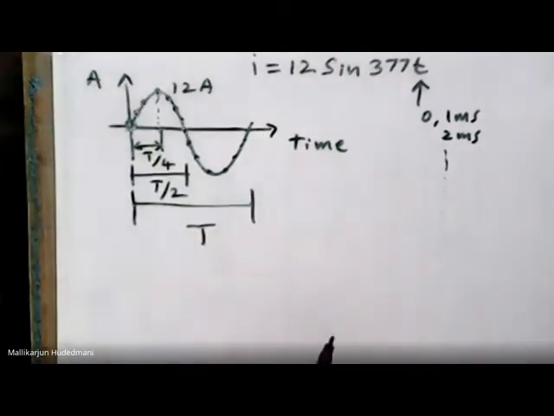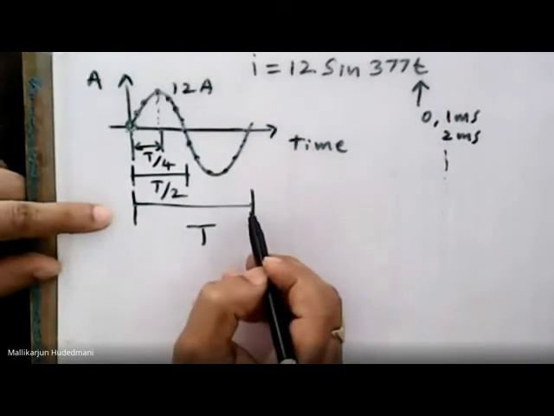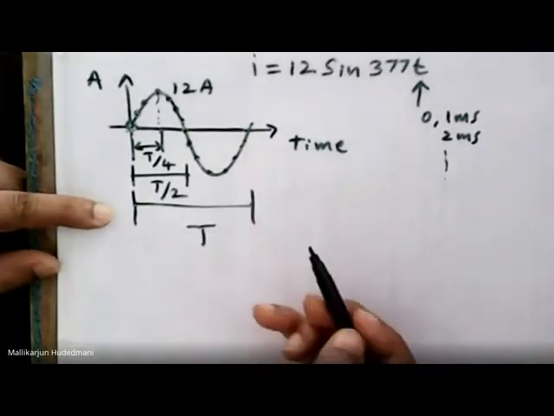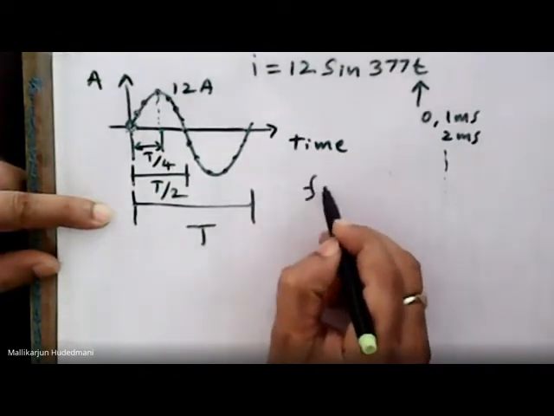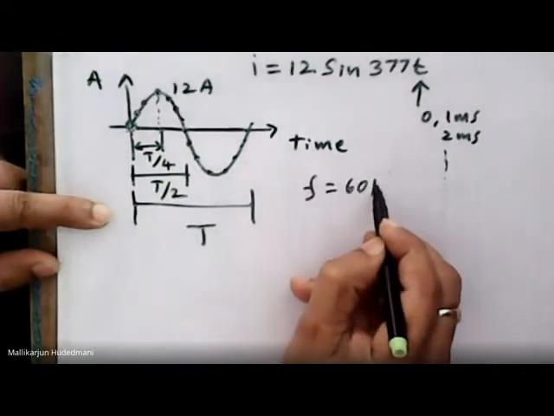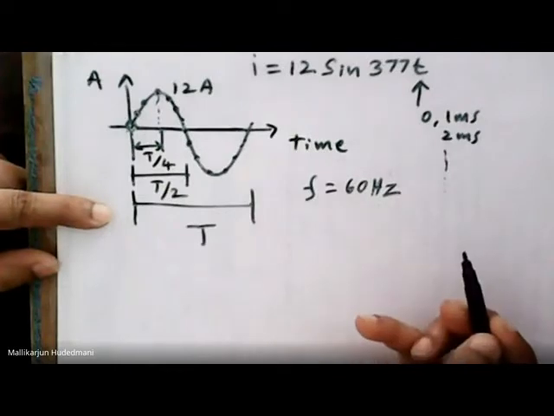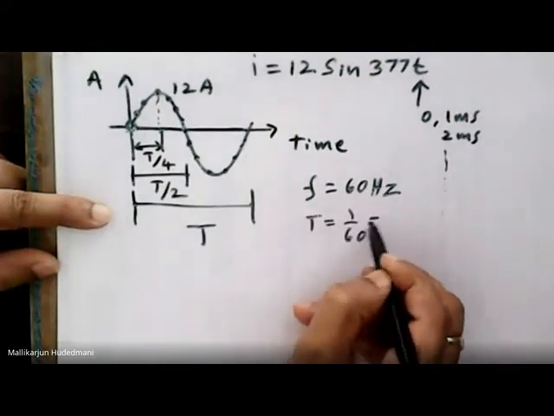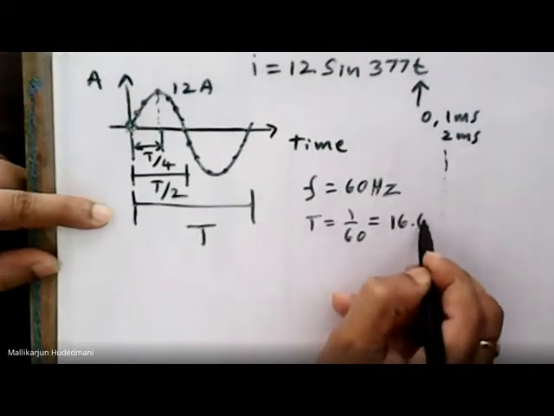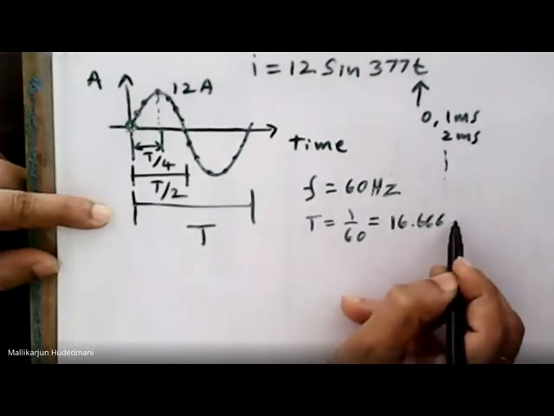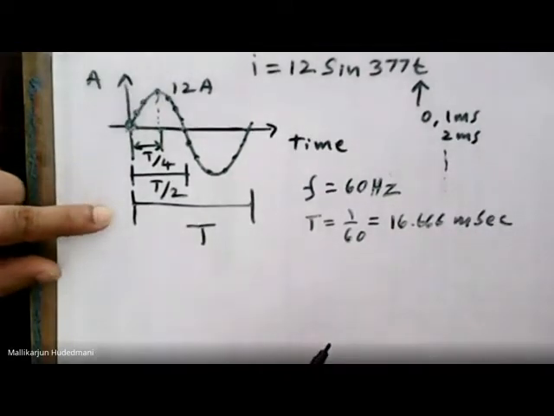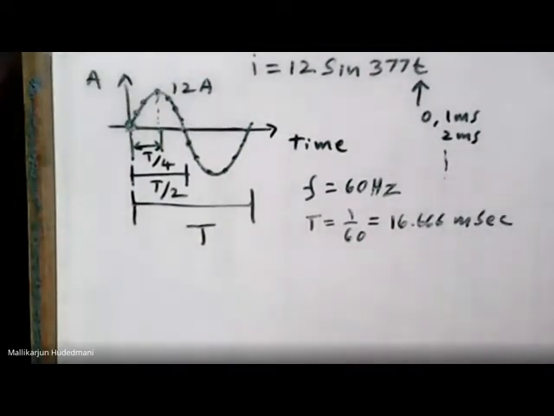Next point to observe here is, what is one cycle time of this wave? I should understand. So what is the frequency of this wave? Frequency of this wave given in the problem is 60 Hertz, correct? Then what is the time period of that? 1 by 60. That refers to 16.666 milliseconds. It means if I take 1 by 60, it stands as 16.666 millisecond.